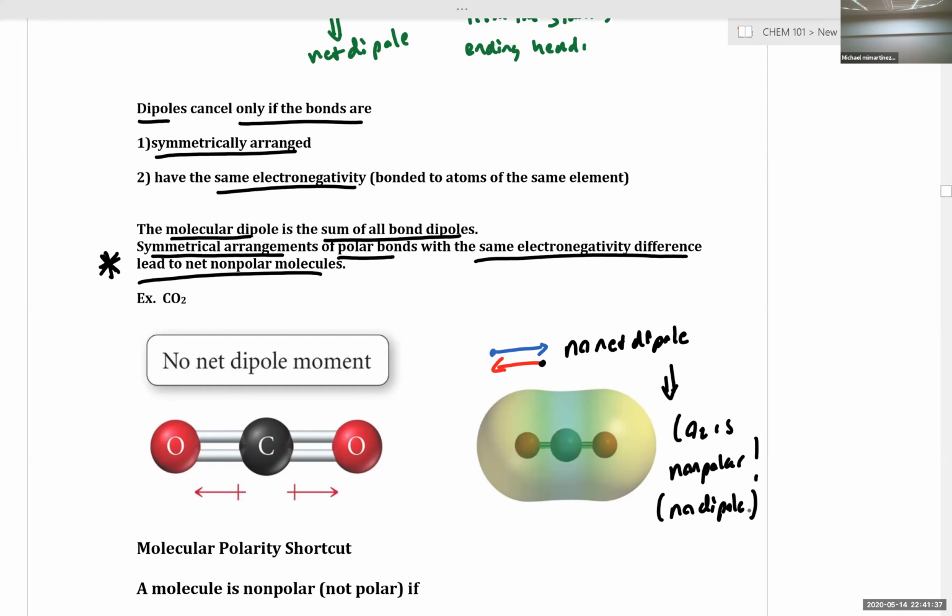The dipoles are the same because our bonded atoms have the same electronegativity. The dipoles are arranged symmetrically, so they're pulling with equal strength. And as a result, because they're the same magnitude and opposite direction, the dipoles cancel.